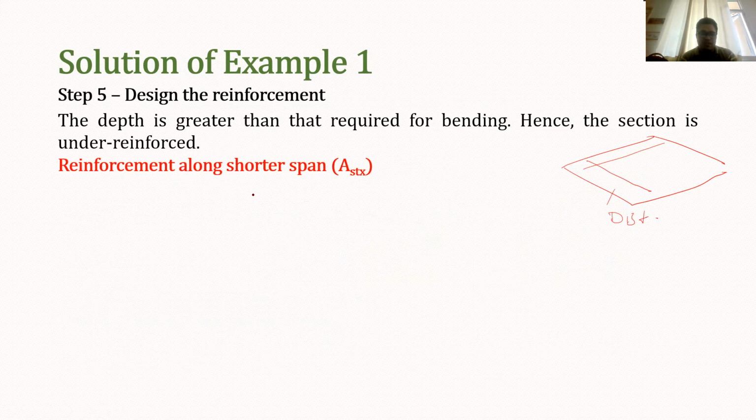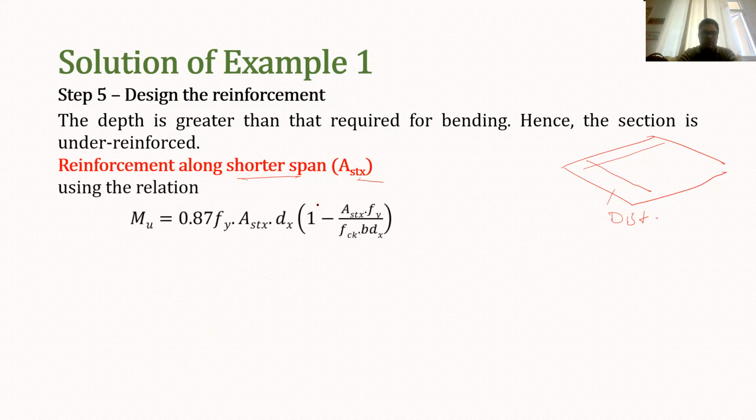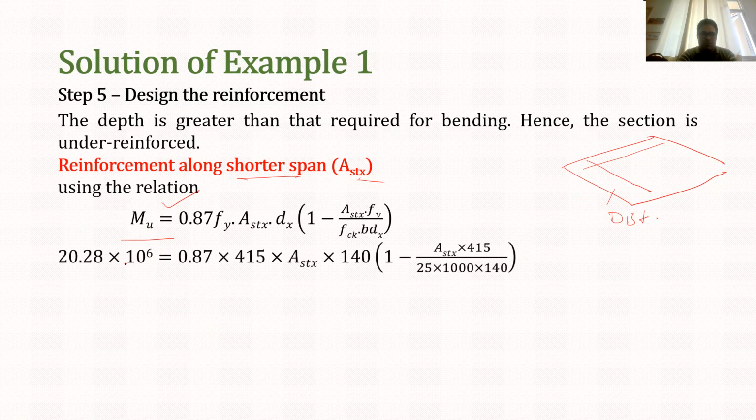First we will find reinforcement along the shorter span, and we are naming this as AST X, which means area of steel in tension along the X direction. The X direction we are considering as the shorter span, and the Y direction we are considering as the longer span. So ASTX will be calculated by using this relation. This relation is for the under reinforced section, and it is confirmed now that the depth we have provided is more than required. Therefore the section is under reinforced, so we can use this equation to calculate the value of ASTX. Putting all the values, the only unknown value here is ASTX.